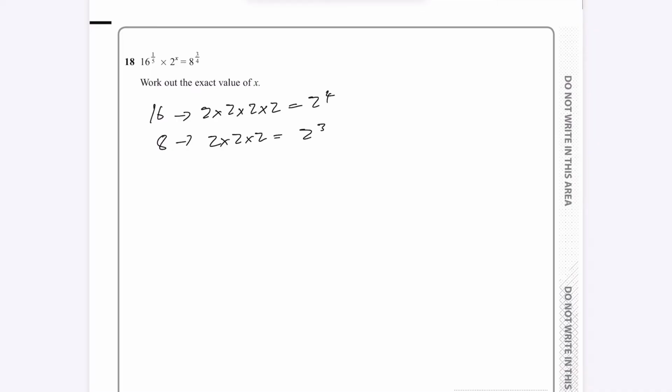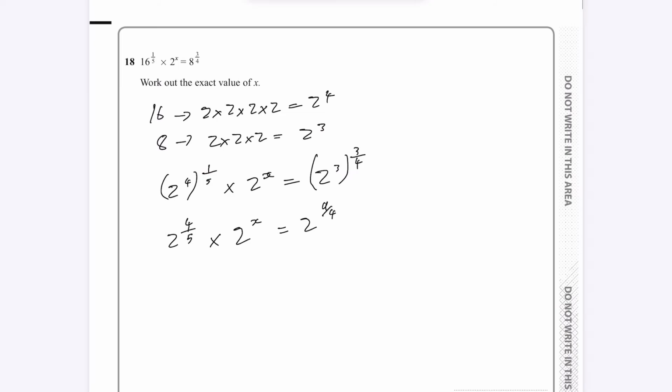So now the question becomes 2 to the power of 4. We've still got the 1/5 on the outside. We'll leave that there. Let me just write that a little bit clearer. Times 2 to the power of x is equal to 2 to the power of 3, and then 3/4 is still there. So now let's multiply out these powers. So that's going to be 2 to the 4/5 times 2 to the power of x is equal to 2 to the 9 over 4.